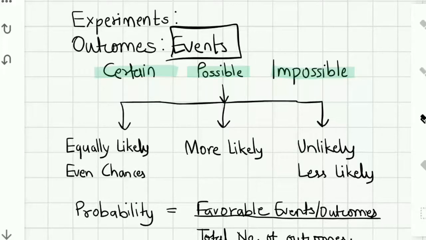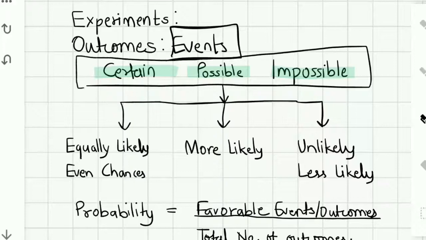Impossible event. You can easily think of impossible events. For example, imagine a cow flying. Is it possible? No, it's an impossible event. Right? So events can be categorized into these three categories.